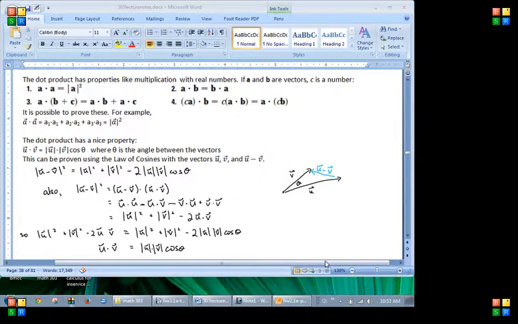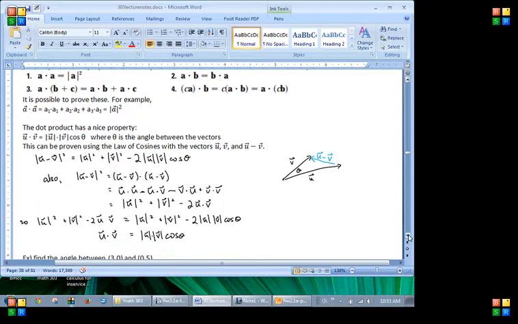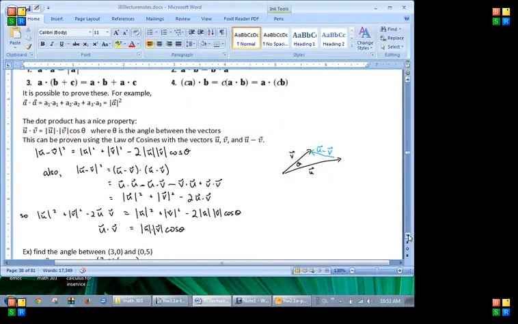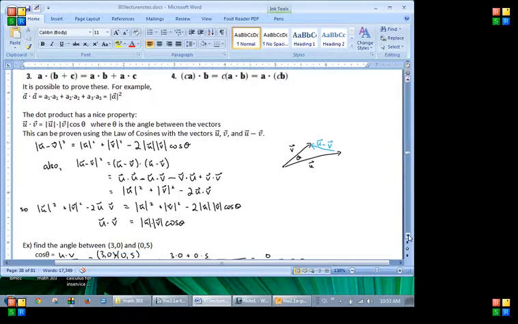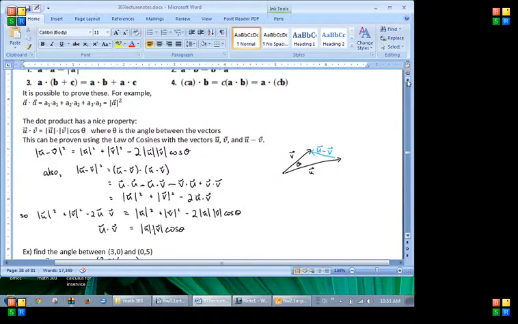So calculation, let's find dot product. Let's use the dot product to find the angle between two vectors. Okay. So here we're in 2 dimensions. So we've got the vector 3, 0 and the vector 0, 5. Now let's find the angle between them. So how do we do that? Well, we're going to take the dot product, and we're going to find their norm. We're going to find their magnitudes, and then we can solve for cos theta.